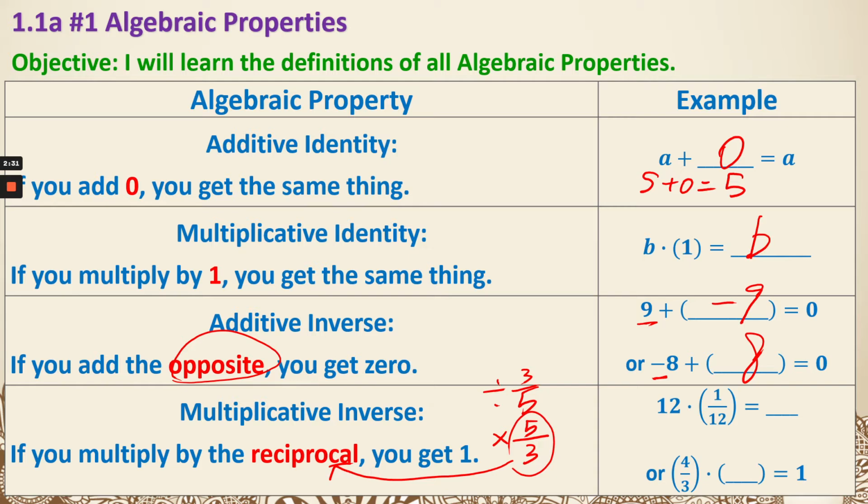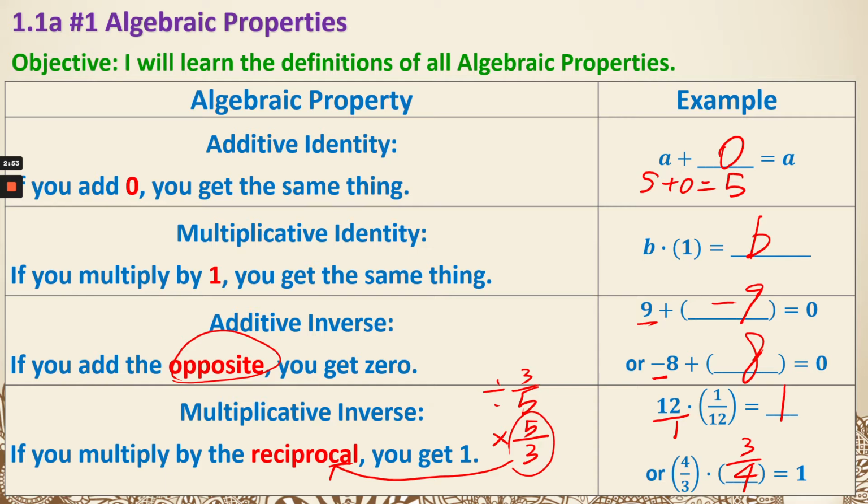Okay, multiplicative inverse. 12 is basically 12 over 1. If I multiply that by 1 over 12, which is the reciprocal, I would get a 1. For the bottom one, if I want to get a 1, I would need the reciprocal. So the reciprocal for 4 over 3 is going to be 3 over 4. And they multiply together to give us a 1.